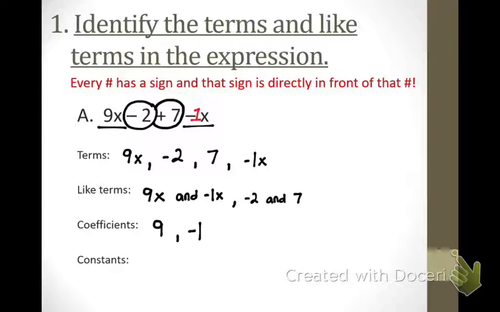The final thing we want to identify, remember identify just means look for and tell me what it is. We're looking for or identifying the constants. Everyone go back to your notes at the top of your page. Read to me the definition of a constant. A number that stands alone. Do we have any numbers that stand alone? Yes. What are they? -2 and +7. Very good. So we're going to write that down. -2 and +7 are the constants.